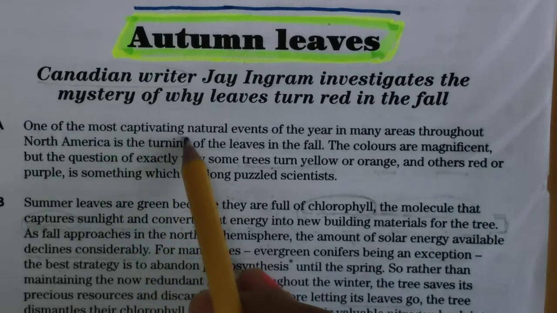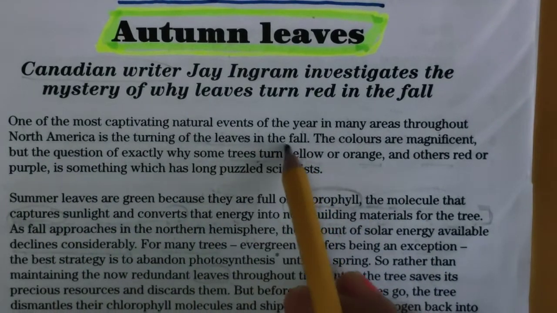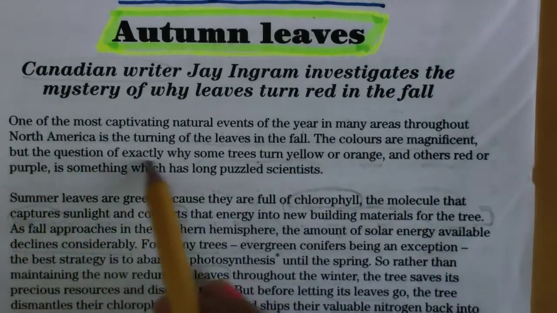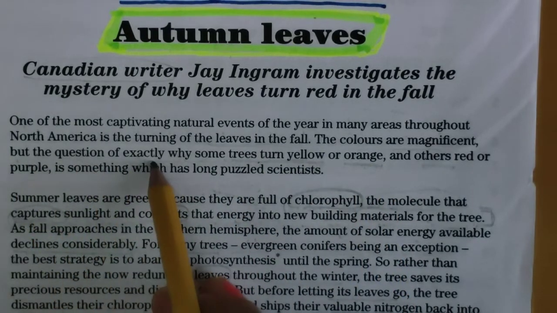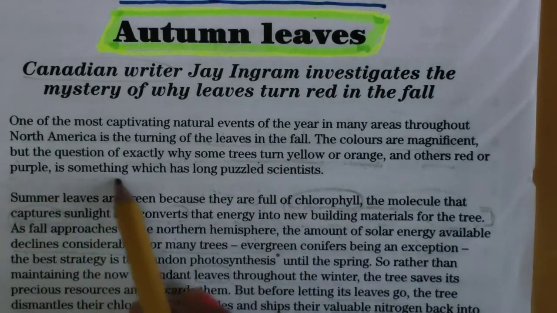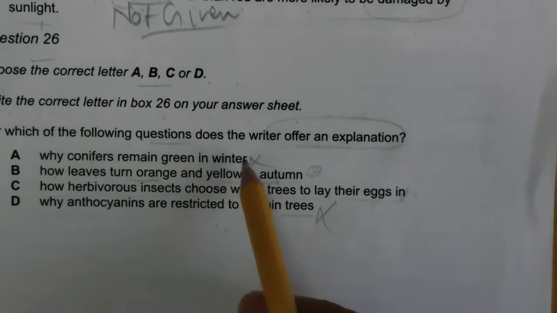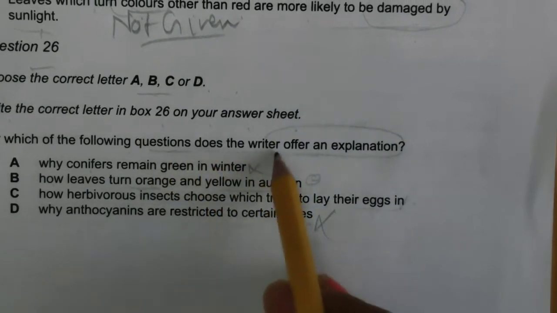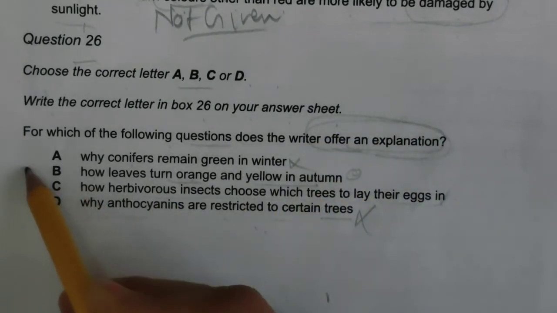So one of the most captivating natural events of the year in many areas. Leaves in the fall. The colors are magnificent. Turns yellow or orange. But the question of exactly why some trees turn yellow and others red or purple is something which has long puzzled scientists. See, does the writer offer an explanation? So the whole paragraph is about B.